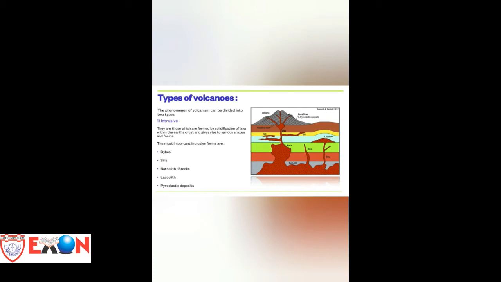The last one is pyroclastic deposits. What are pyroclastic deposits? They are nothing but rocks, hot ashes, and lava which flow and get accumulated in layers, forming strata in the growth of volcanoes.